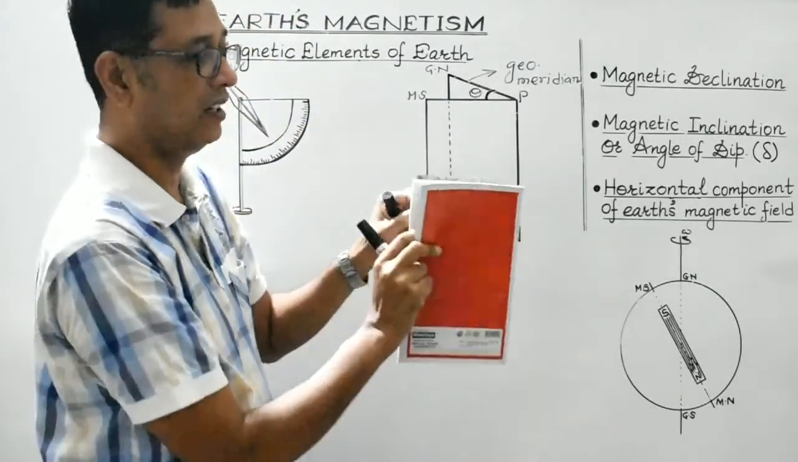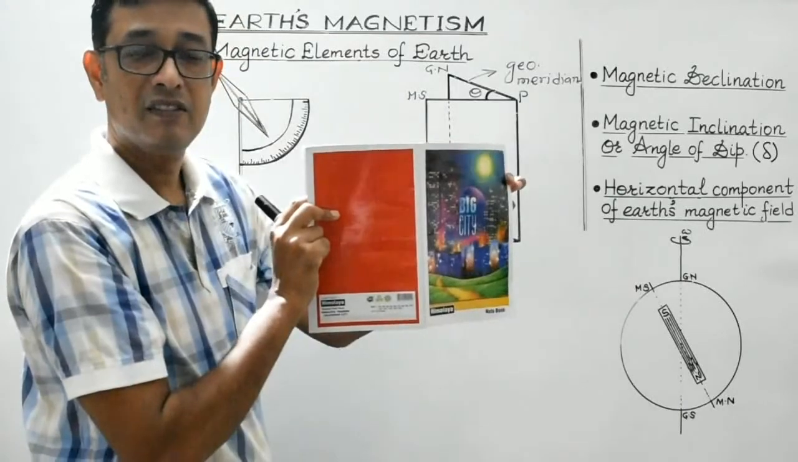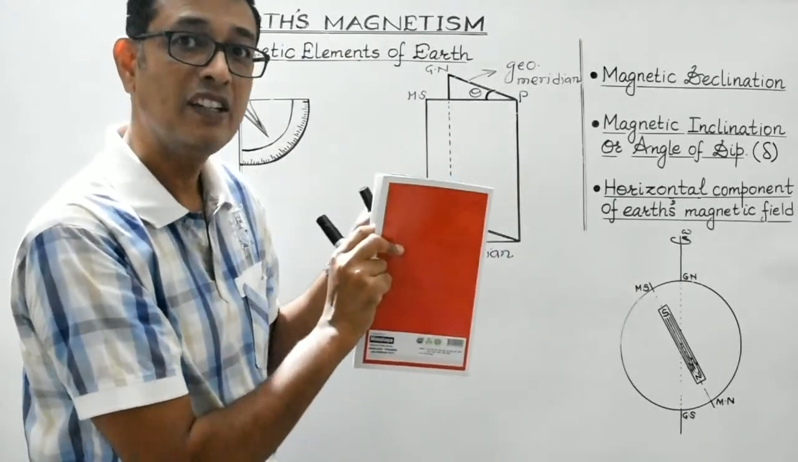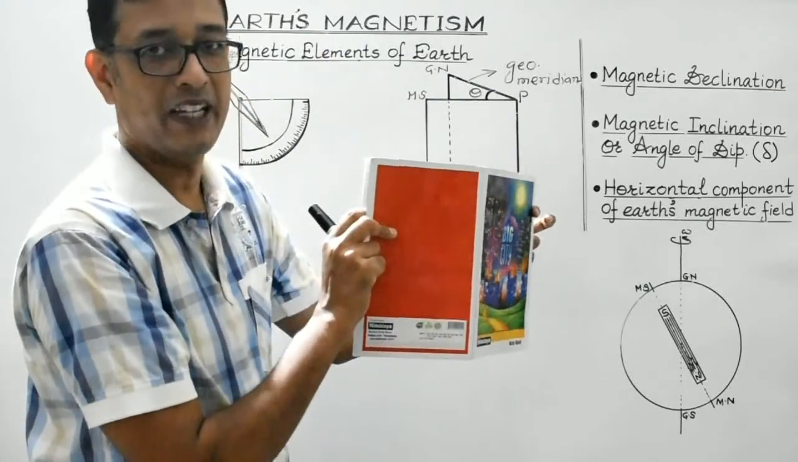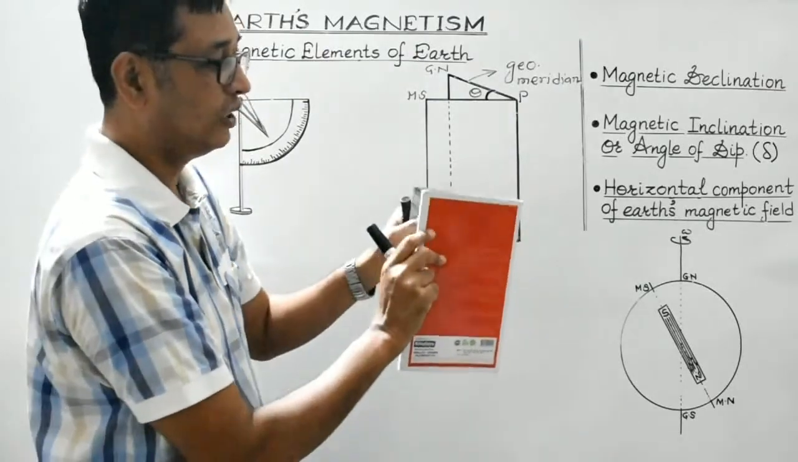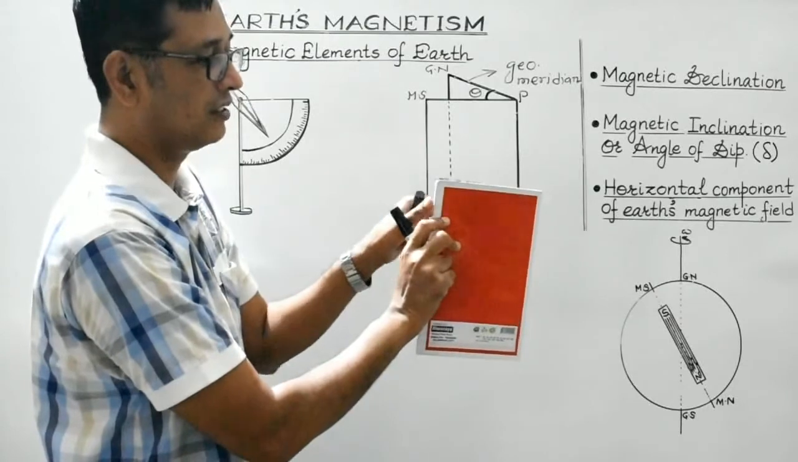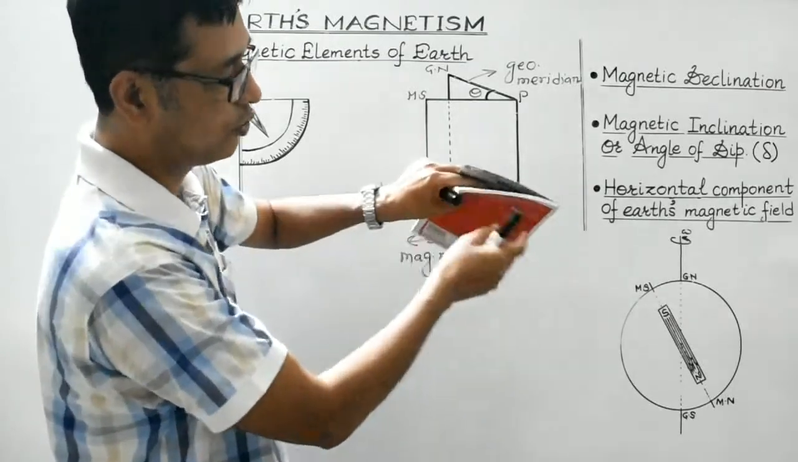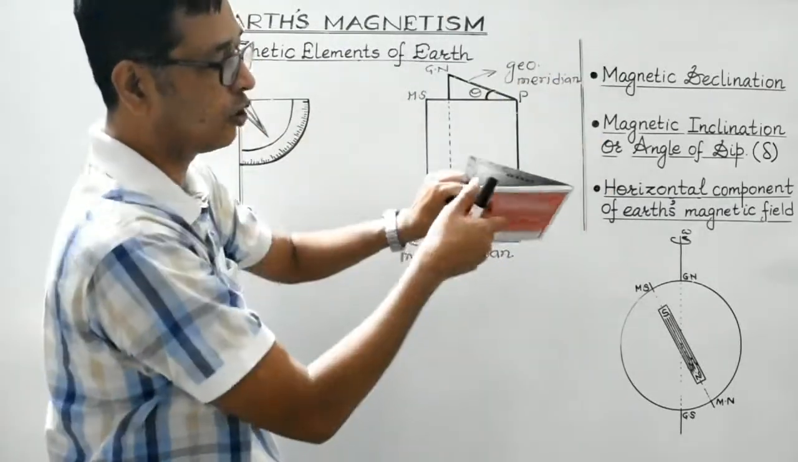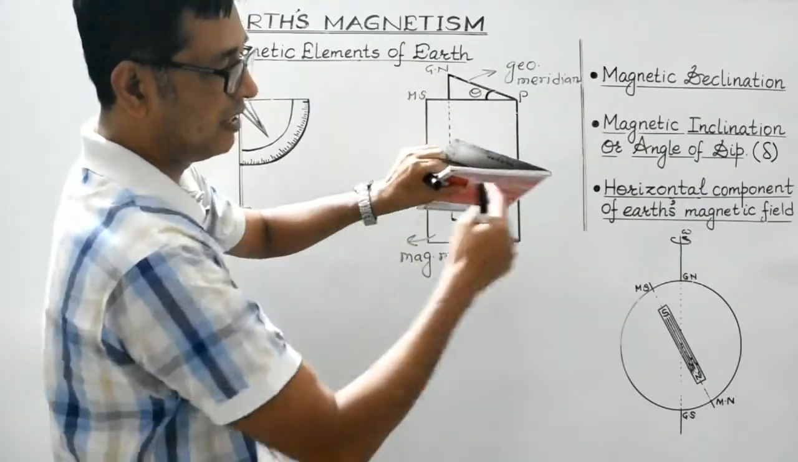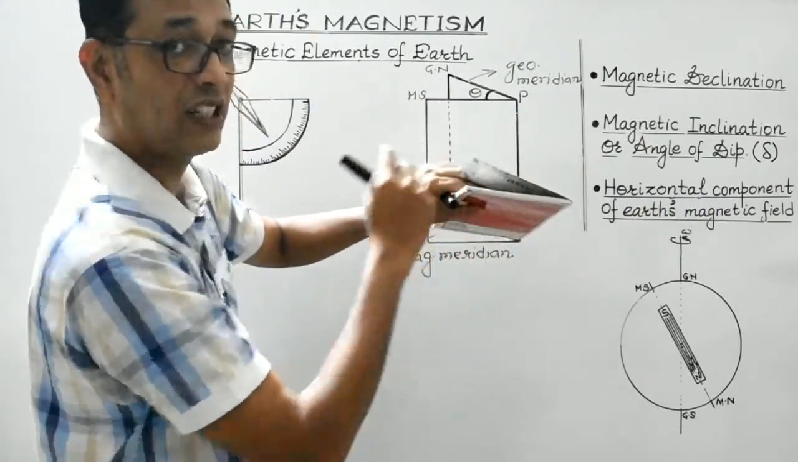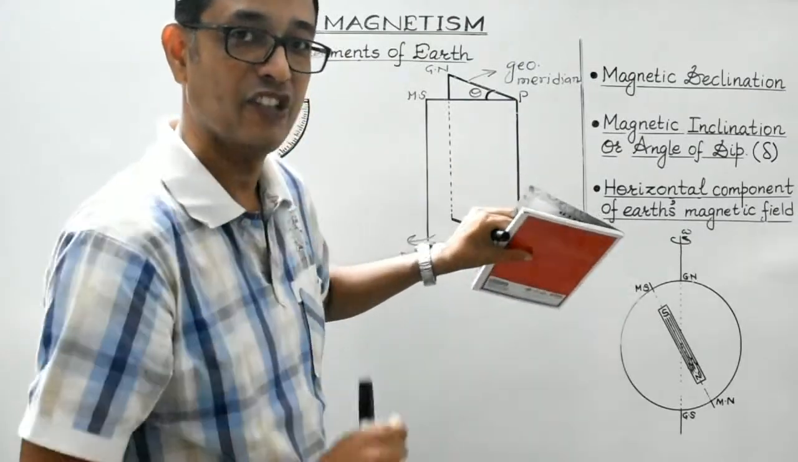While the other one, this vertical plane, suppose this vertical plane is passing through the geographic axis. So this one will act as geographic meridian, right? So the angle between these two planes, here it will be clear. From the top view, it will be like this. This is the geographic meridian, this is the magnetic meridian, suppose. So the angle between these two is theta, which is magnetic declination, right?